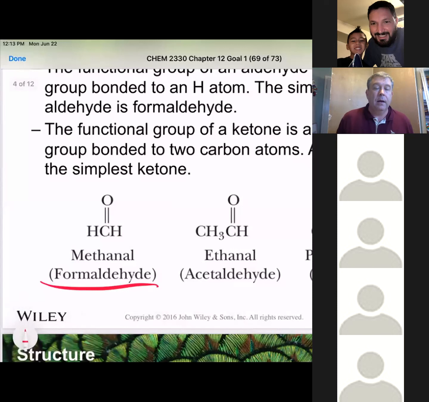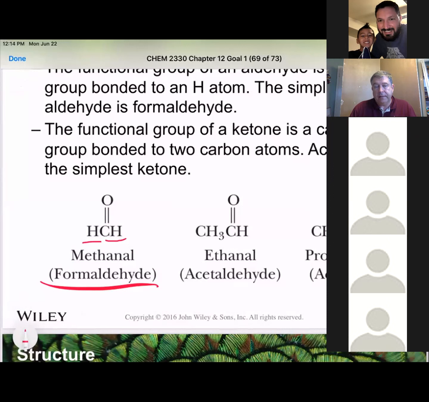All right. Formaldehyde is the simplest aldehyde we have, and we have a hydrogen bonded to the carbonyl on both sides. And what this gives us is a different kind of reactivity. Now if we have a carbon-carbon bond on both sides of the carbonyl, we have a different functional group. That different functional group is now the ketone.